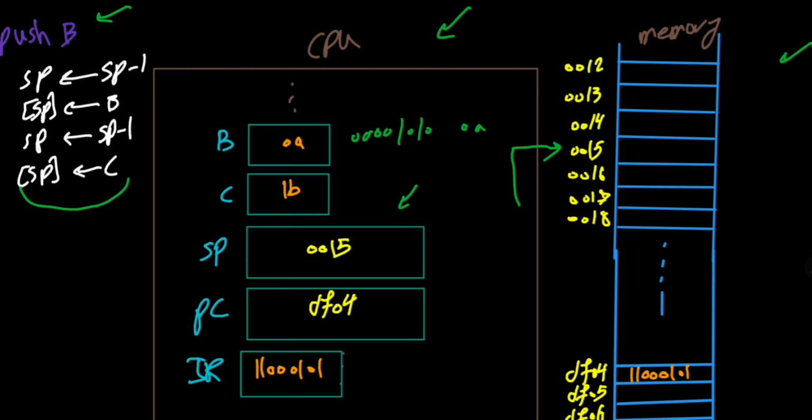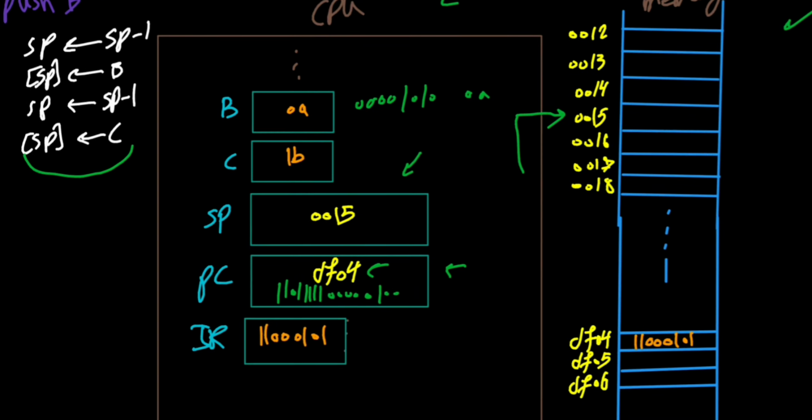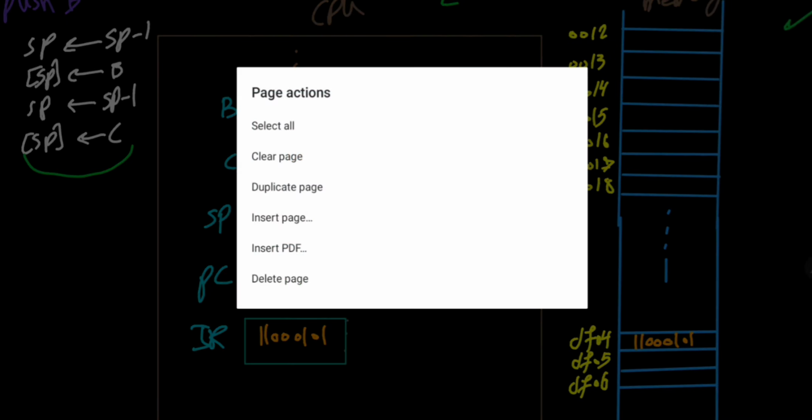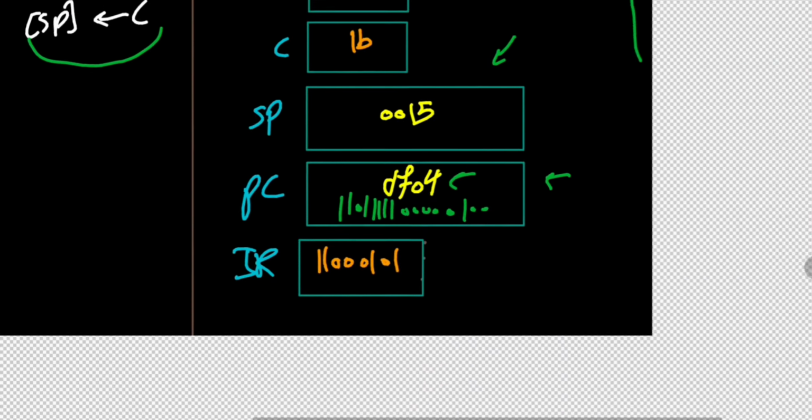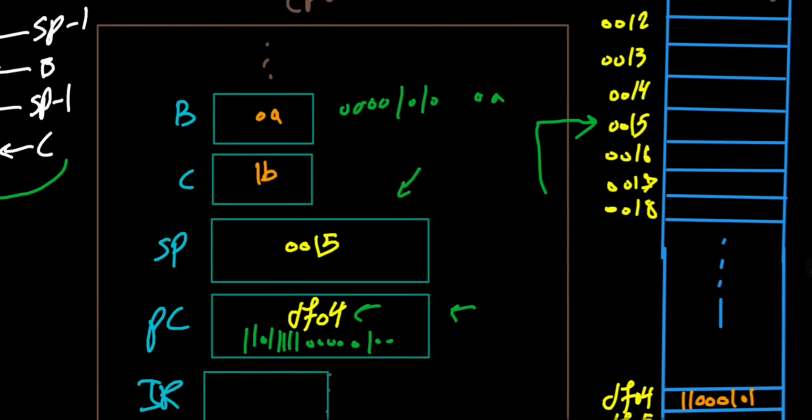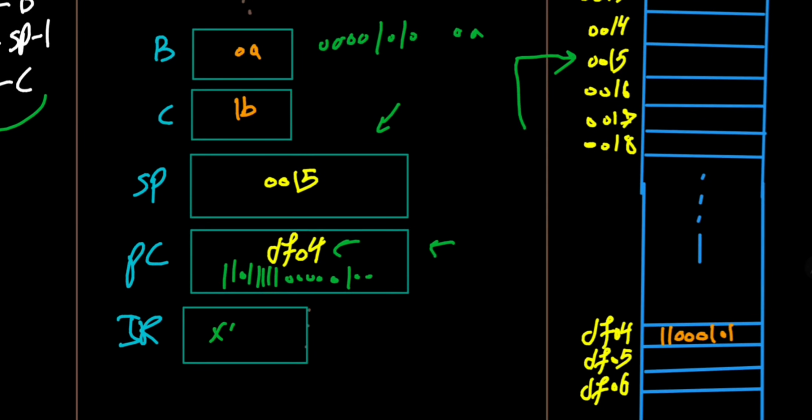The PC register would have the value of DF04. Again, DF04 would be 1101 1111 0000 0100. Every hexadecimal digit is 4 bits. Let's represent this in a better way. Let's say in IR we have some other value from a previous instruction, which I just show as 8 x's. Now PC is pointing to the location DF04.